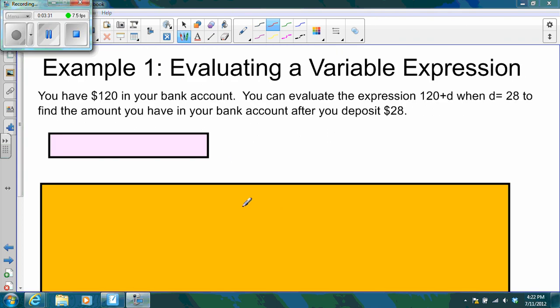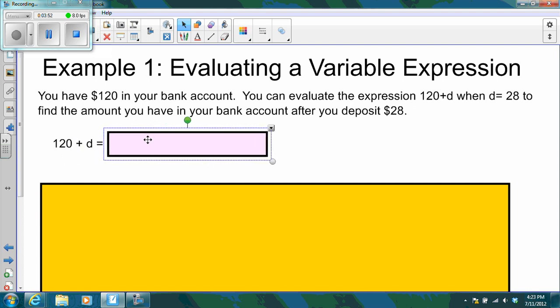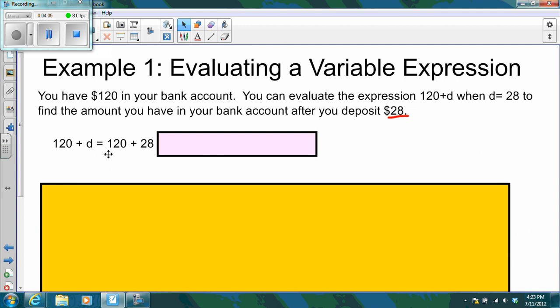So let's do an example. Here you have $120 in your bank account. You can evaluate the expression 120 plus d when d equals 28 to find the amount you have in your bank account after you deposit $28. So we can write 120 plus d, but in this case they're telling us that you deposited $28. So d is equal to 28. So now we can substitute the numbers. 120 plus 28, we can then solve and get $148.